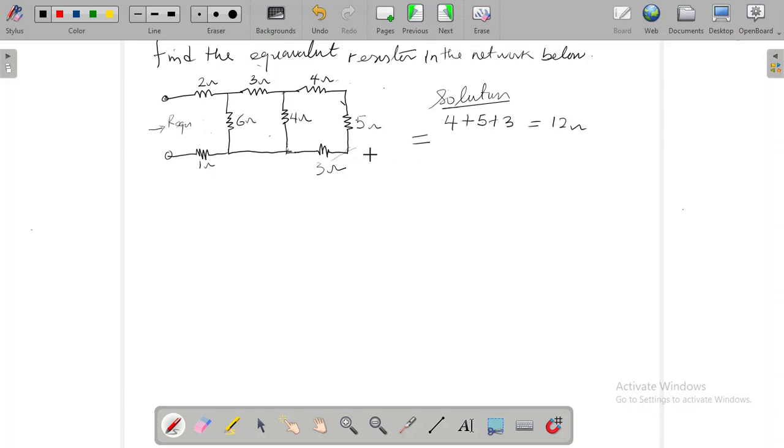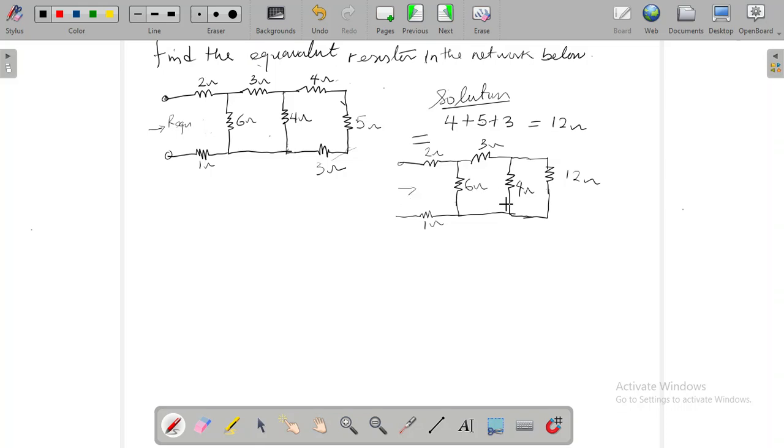total of 12 ohms. So redrawing this circuit, in place of these 3 resistances, we now have just this 12 ohms resistor. So we'll complete the other parts of the circuit. Here we'll still have 4 ohms. Then we have 3 ohms here. We have 6 ohms here. Next we have 2 ohms. Finally, we have this 1 ohm resistor here.